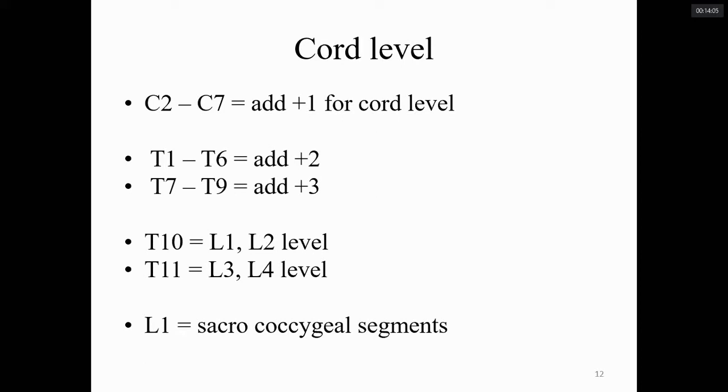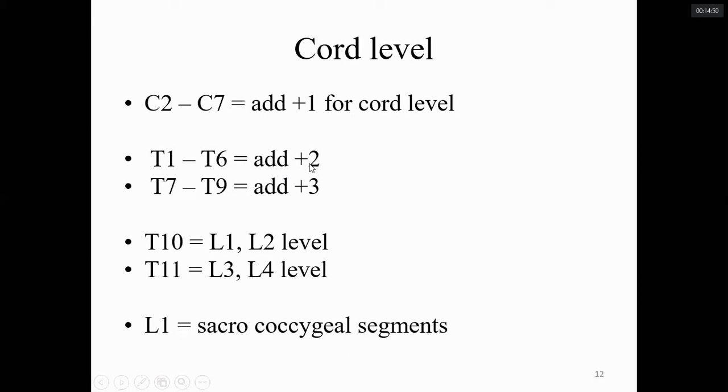That's why, if there is a fracture from C2 to C7, for the neurological spinal cord level of involvement you add 1. That means if there is a fracture of the C7 vertebra, the level of injury is C7 plus 1, that is the T1 level. If the fracture is between T1 and T6, you add 2 to find the spinal cord neurological level. If there is a fracture of T6, the level of lesion is T6 plus 2, that means the neurological level is T8.